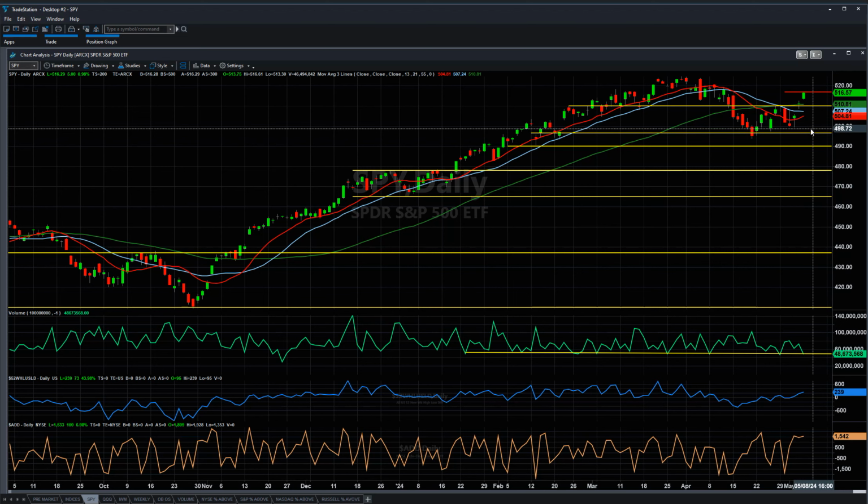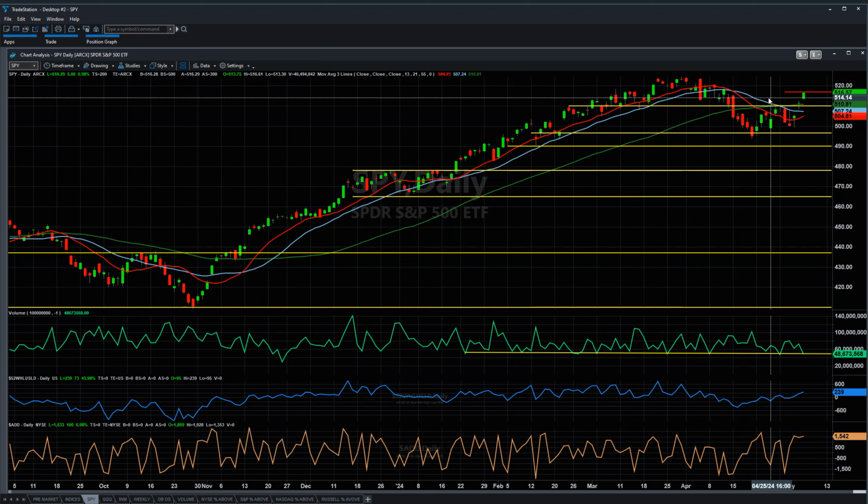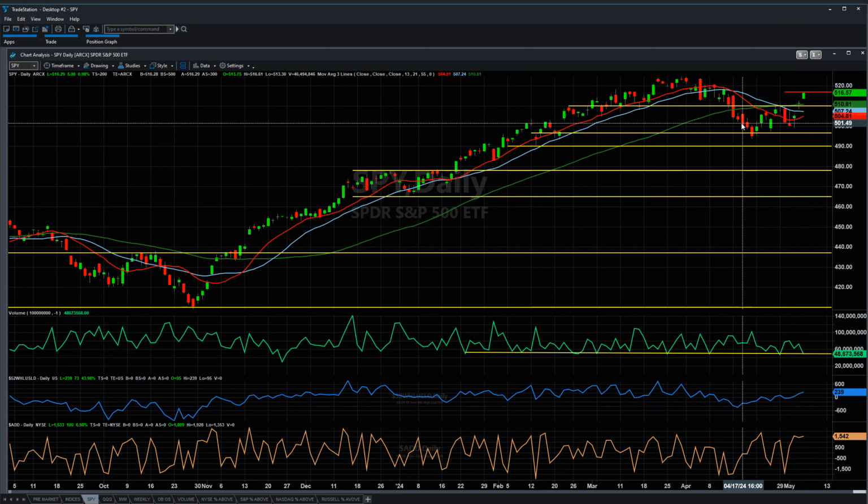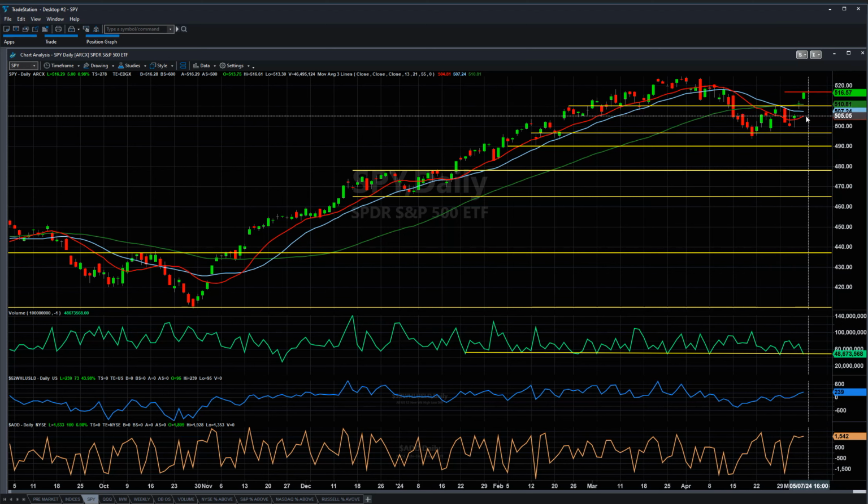I would say the probabilities are still 50-50 right now as to whether this is the low and it's done and we're going back to the highs, because this market certainly doesn't have any selling pressure in it, at least at this point in time. It did back here, but right now it does not.